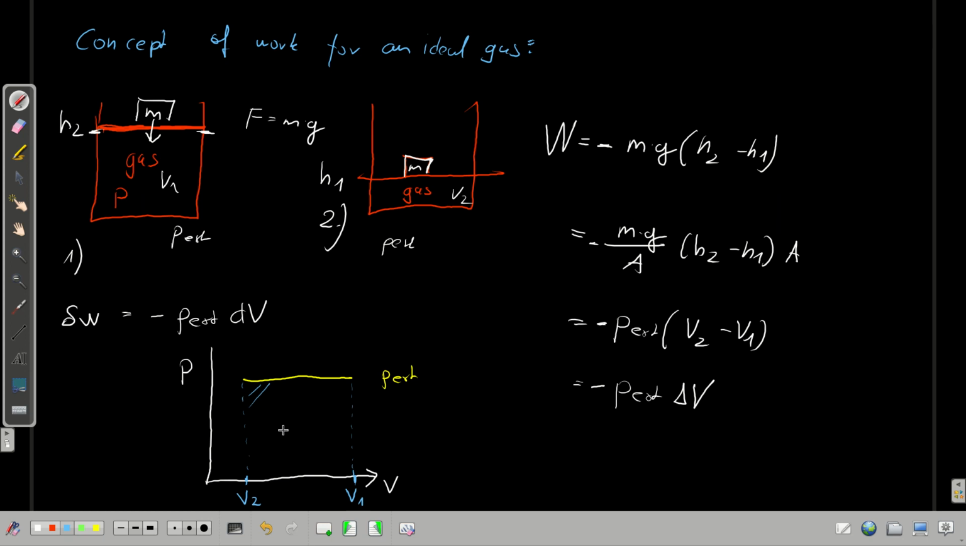and the area under this curve describes the work done to the ideal gas by the external force.